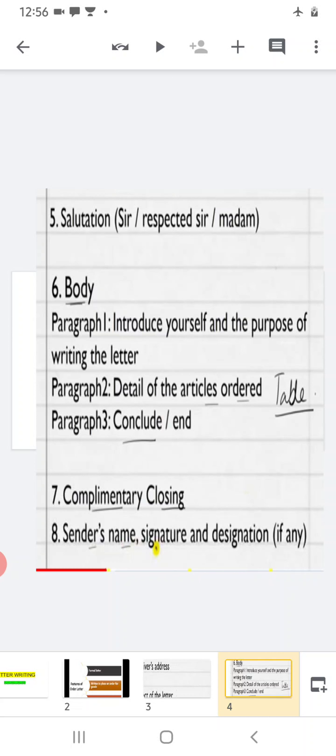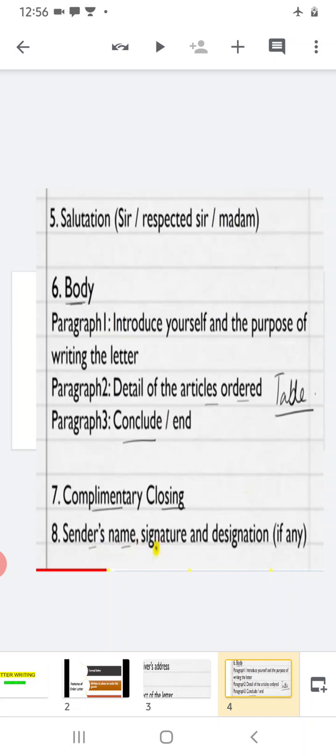So you have to write down the complimentary closing, yours truly, yours sincerely, whatever, and then you must write your name. I would like to mention that sincerely can be used anywhere, the word sincerely. So there is no risk as to where to use it, whether in formal or in informal letters. You may use sincerely without any risk anywhere.